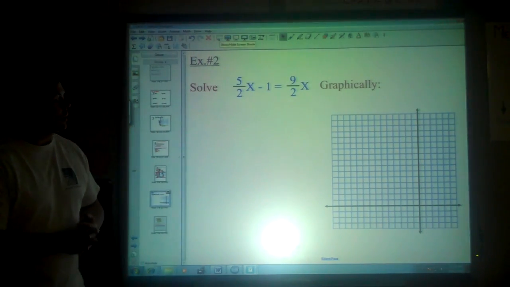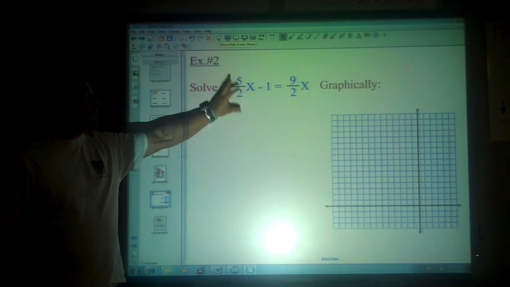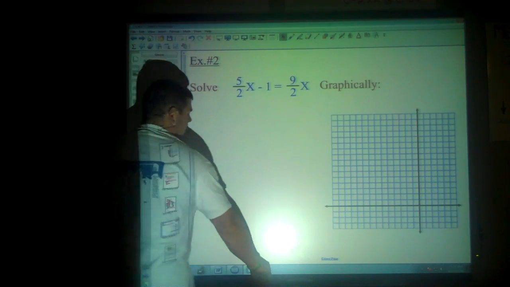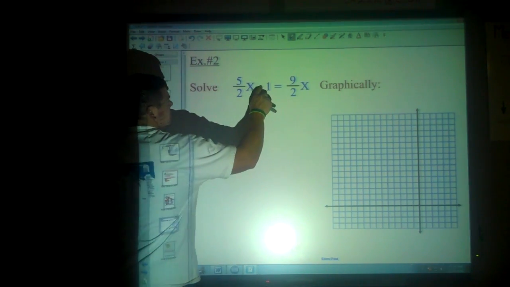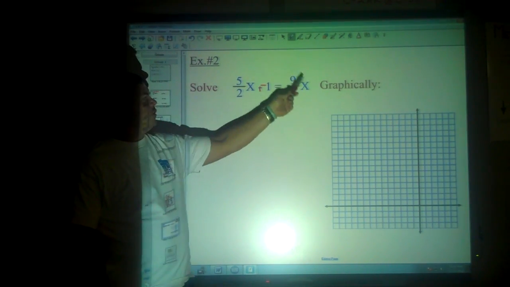Alright? Now we're going to solve this one just graphically. It does look a little bit scary because of the mixed numbers and improper fractions involved. It's okay. I'm not going to worry about the algebraic part. I'm going to change this to plus negative 1. I'm still going to do everything I've done before.